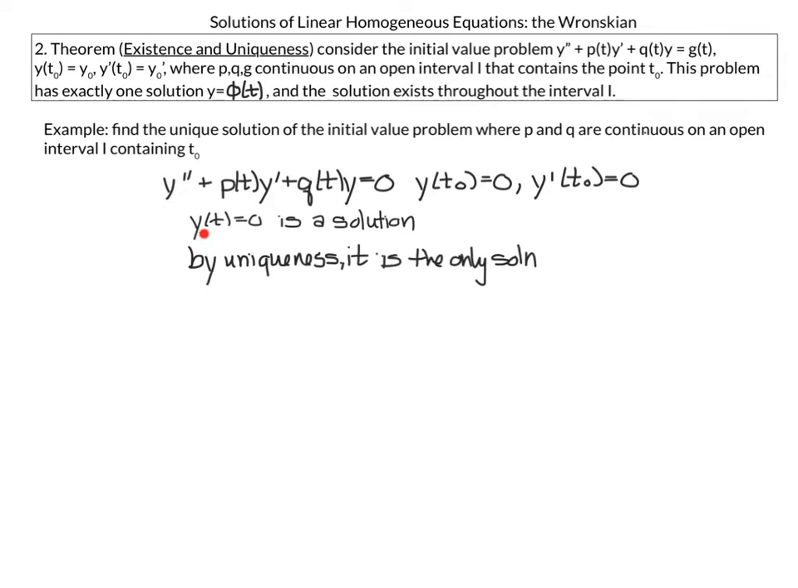And that would be the trivial solution where y of t is equal to 0, since y double prime would be 0, y prime would be 0, and y would be 0, so this whole equation is 0. And so this is one solution, but since we have this theorem of uniqueness, it is the only solution. And by the way, when I talk about the trivial solution, I specifically mean 0. 0 is the trivial solution. I don't mean that it's unimportant.